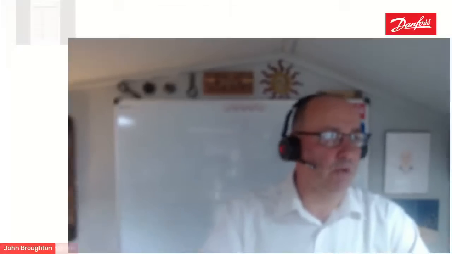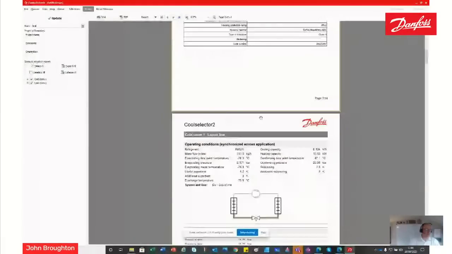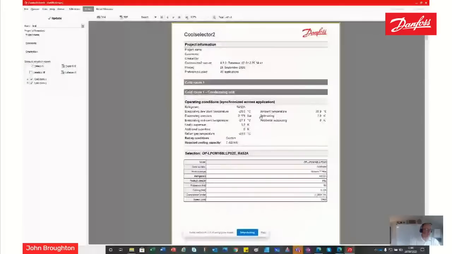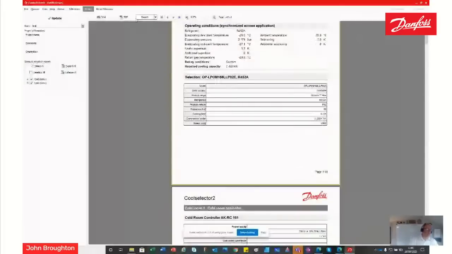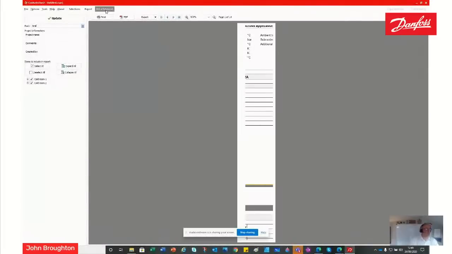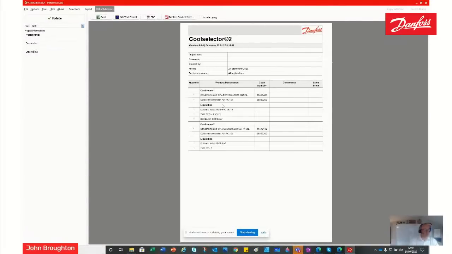So we get the report, we get all the information, lots of information there. I won't bore you to death with all of that. The things that we can do with that report, we can print it, put it in a PDF, etc. And then we also have a bill of materials functionality, which gives you the code numbers that you need for that specific job, which can be exported into Excel, Word, PDF, etc., or it can take you to the product store. So that's a bit of blurb about Coolselector and the tool.